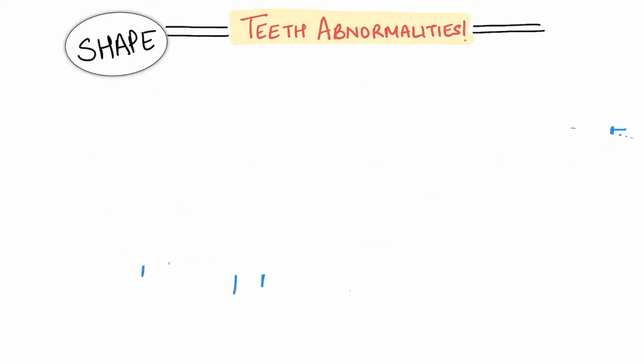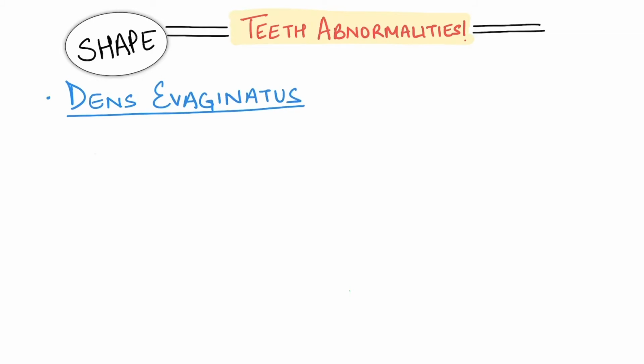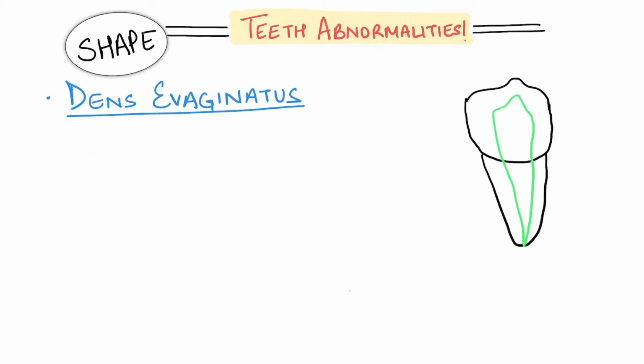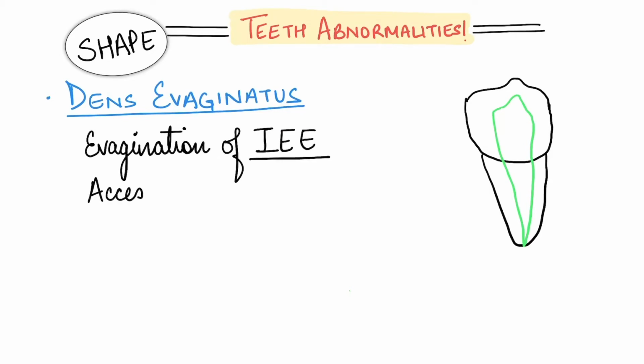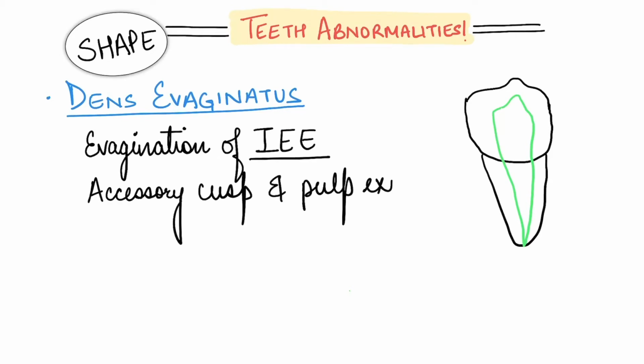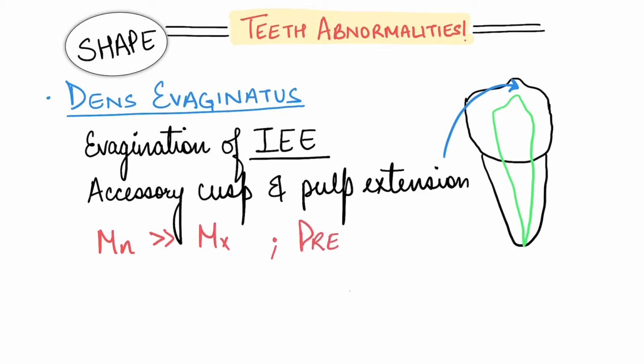So the next possibility here is dens evaginatus. It is the opposite of invaginatus. Other terms given to this variation are central tubercle, tuberculated cusp, or accessory cusp. This results from the opposite mechanism of dens in dente, and here there is evagination of the inner enamel epithelium. It is commonly seen in premolar areas, more in the mandible than the maxilla. This accessory cusp normally consists of enamel and dentine, with pulp present in about half of the cases.